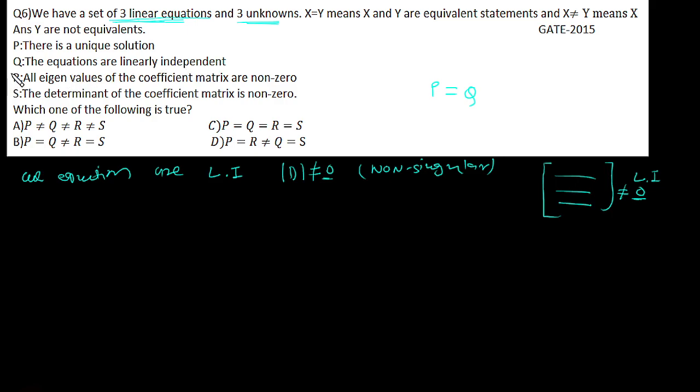So let's check option R. Option R says all eigenvalues of the coefficient matrix are non-zero. Again, the same statement in different words. What they are saying is all eigenvalues of the coefficient matrix. Okay, here we have written this Ax equal to b. Here A is our coefficient matrix.